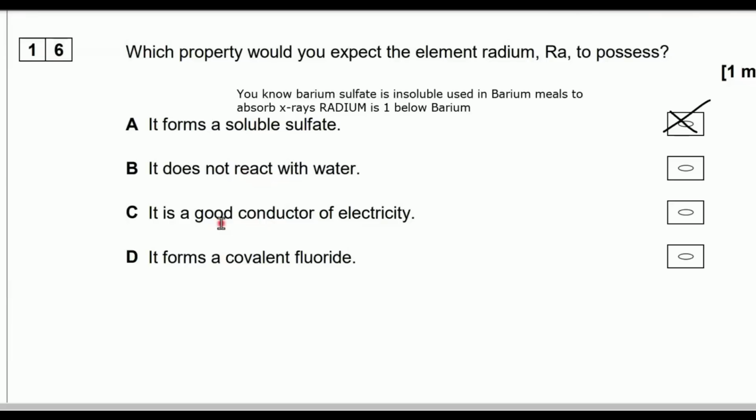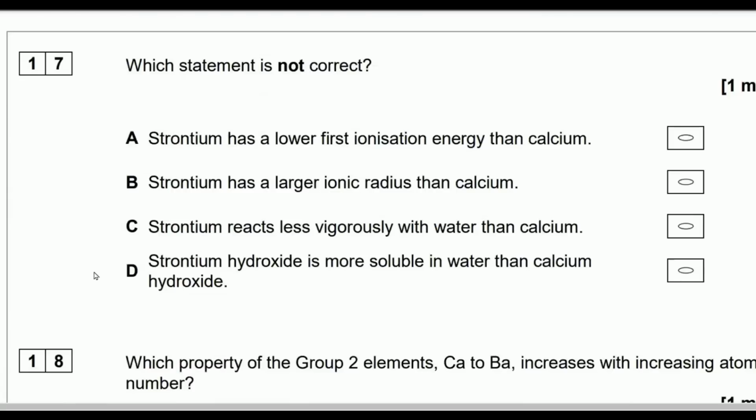It does not react with water. Well, what happens when you drop metals in water? You know the coup. They're going to give off hydrogen gas. They're going to react to form a hydroxide. Most metals form a hydroxide, or they definitely react with water, unless you're really unreactive, like gold or silver. It forms a covalent fluoride. It's a metal, so it's going to be ionic. It's either going to be metallic on its own or form an ionic compound. Is it a good conductor of electricity? Of course, it's metal, so it's going to be a decent conductor.